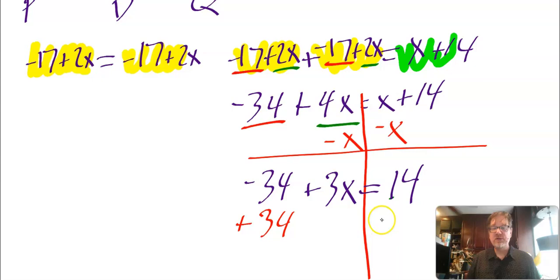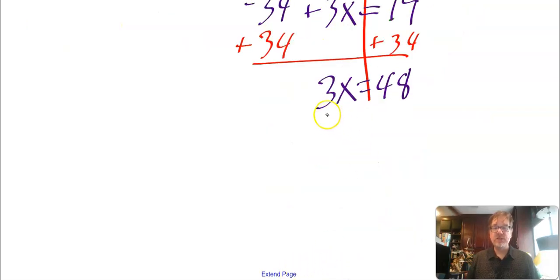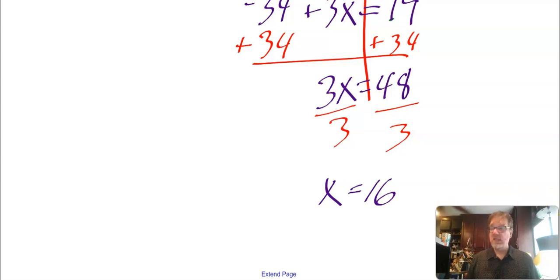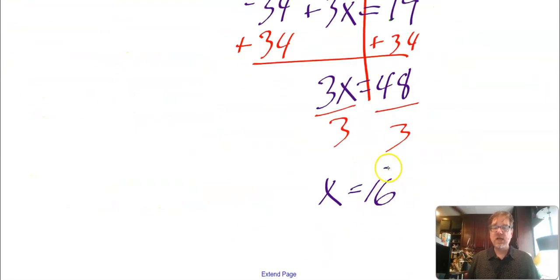Let's keep solving it. I'm going to add 34 to both sides. So 34 minus 34 is 0. Bring down that 3x. That equals 48. Continue to get x by itself. Divide by 3, divide by 3. x equals 16. Always double check. Did it want x or something else? Find the value of x. I've got x, so 16 is the correct answer.